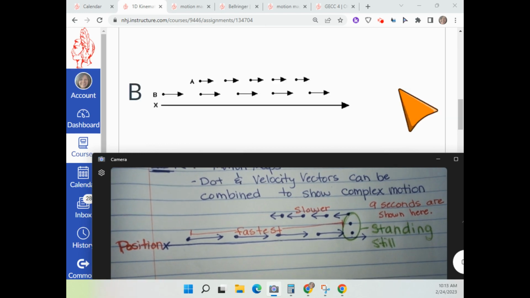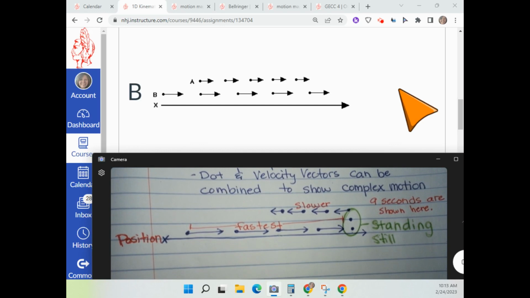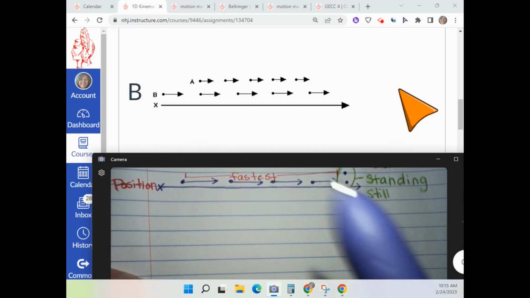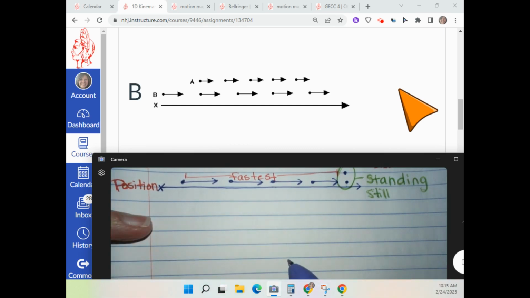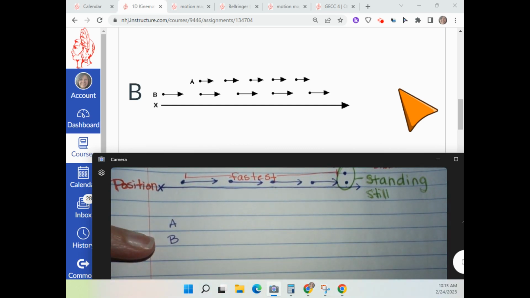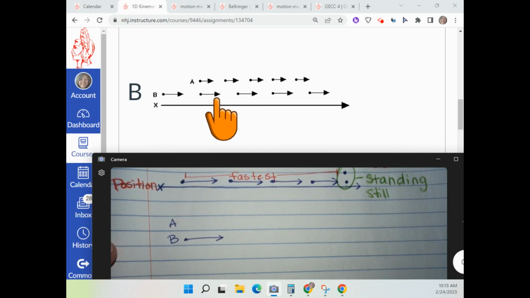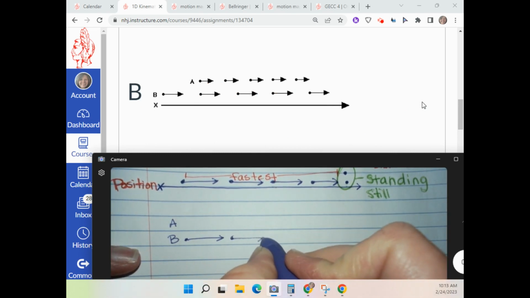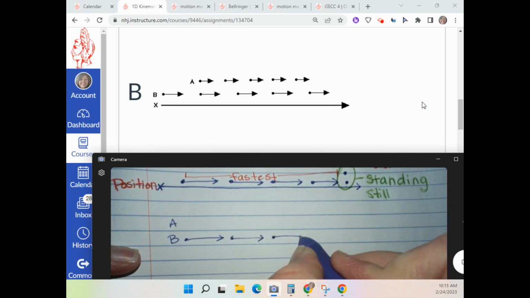So the next one, you're going to look at some other things in this example here. What do you think is happening in this example? We have an A and a B. B has an arrow. Let's look at our arrows here. We have 1, 2, 3, 4, 5 arrows for both of them. So they had the same amount of time. It looks like it's about constant motion.